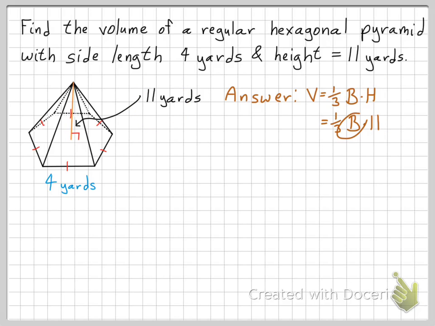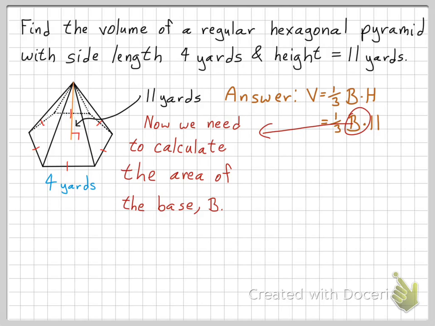But we don't know the area of the base. It wasn't explicitly given, so we're going to have to figure out the area of the base, okay? Now we need to calculate the area of the base B. This is now chapter 11 stuff, right? It's going to be the area of this two-dimensional hexagon. So this is just a quick review. I'll do this kind of quickly since we've already completed this chapter.